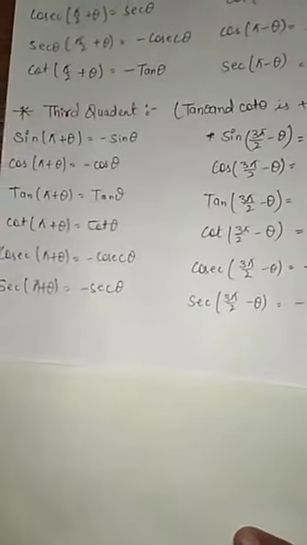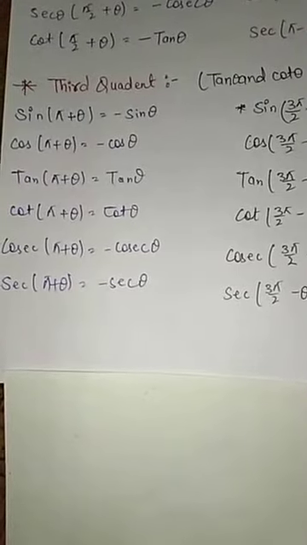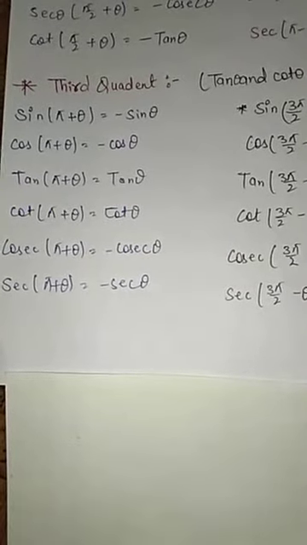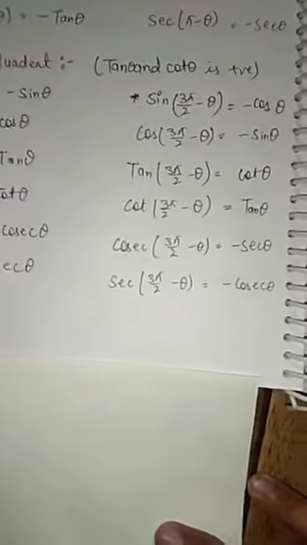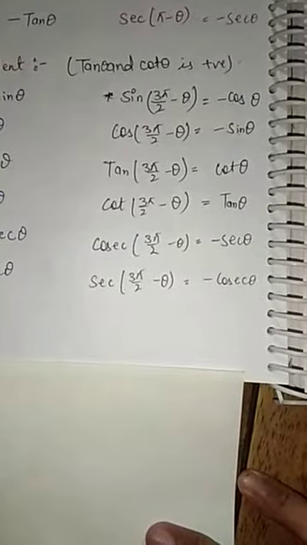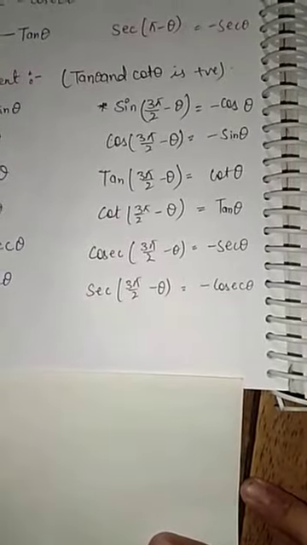And same as the third quadrant, you can see that sin pi plus theta is negative, cos is negative, tan and cot are positive, and cosec and sec are also negative. Same here: sin, cos, cosec and sec are negative, but tan and cot are positive.